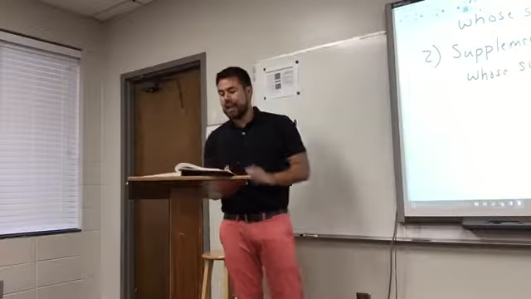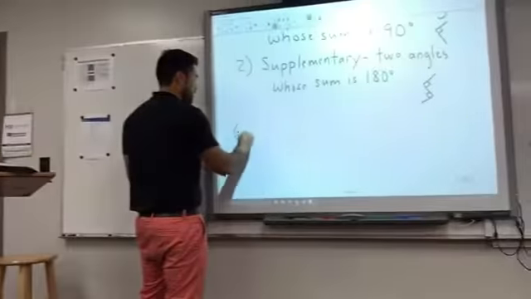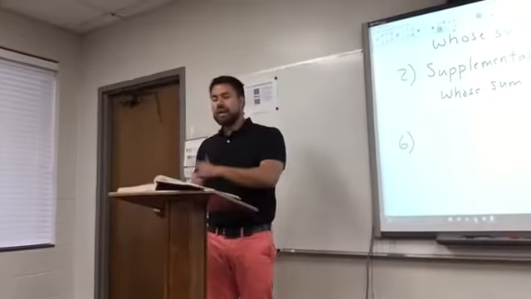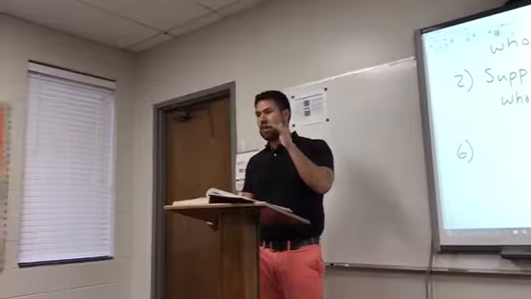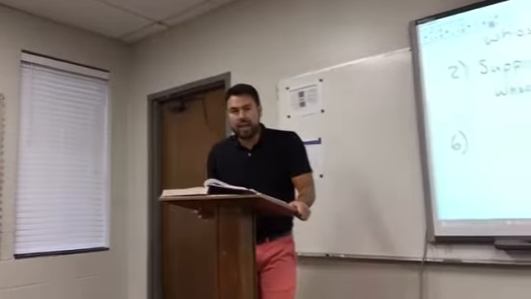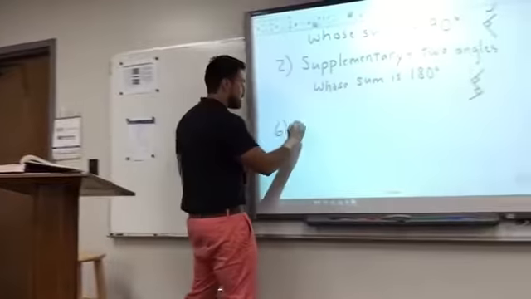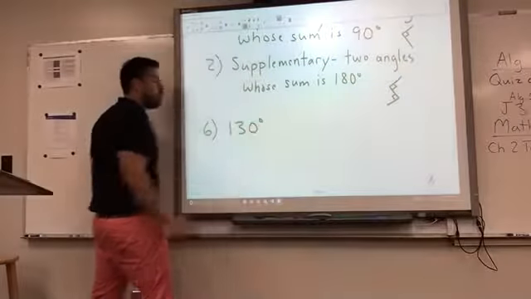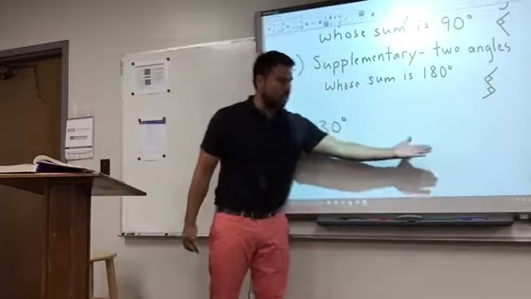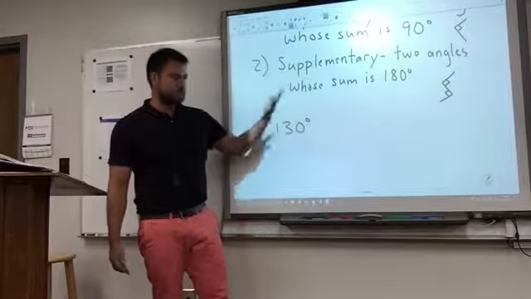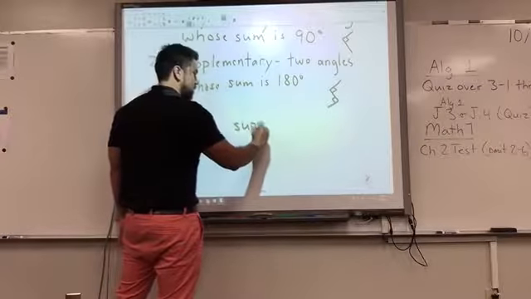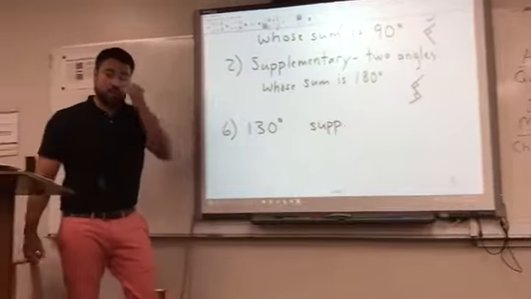Page 165, number 6. Don't ignore the instructions. I'm going to give you specific problems on these. But on number 6, I want you to find the supplementary angle of 130 degrees. So what other angle, when added with 130, gets me 180? That's what I'm asking. What is the supplement? And I'll abbreviate: the supplement of 130.